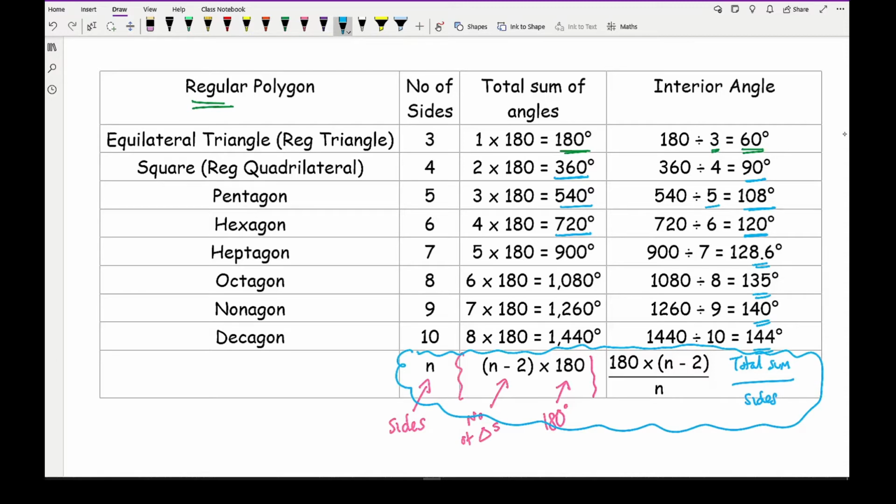So what you do then is you'd work out how many triangles there are, 7, times that by 180, which then gives us the total sum of angles, which in this case is 1260. Divide that by the number of angles we've got, which will give me my answer of 140 degrees. And that would be a typical question that you would get in an exam.